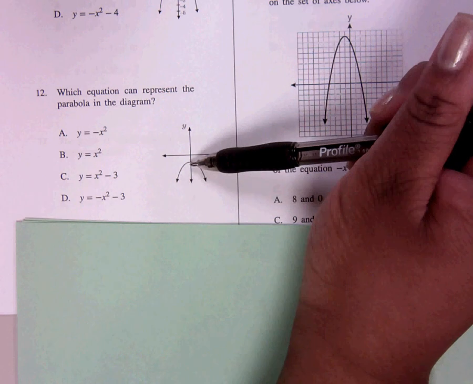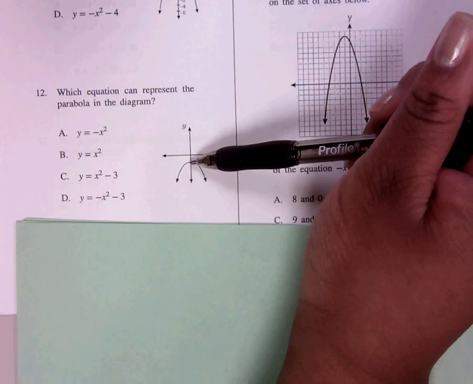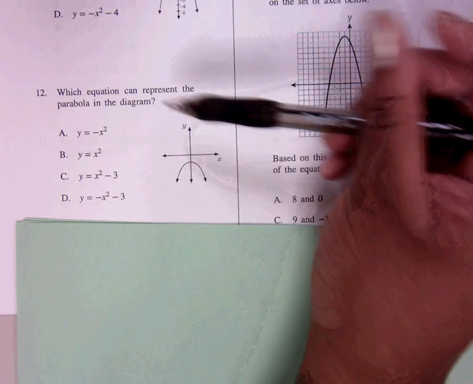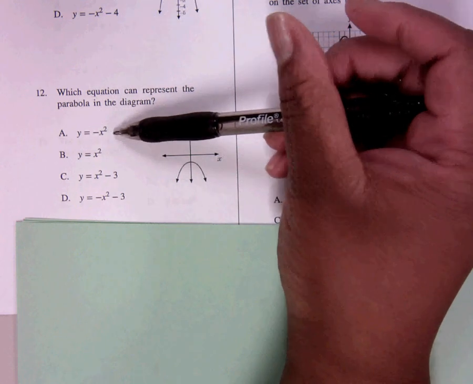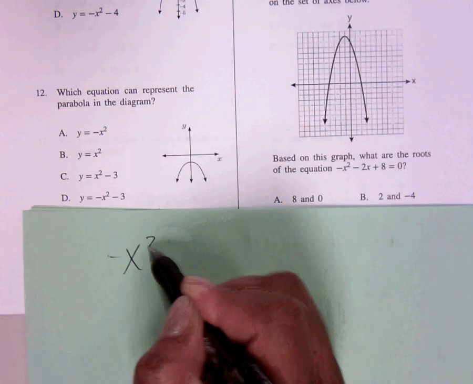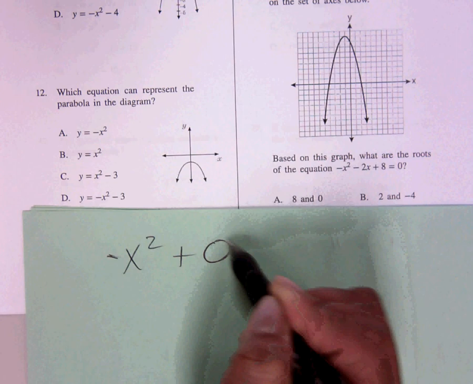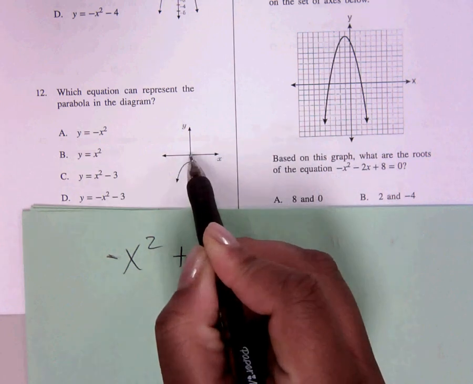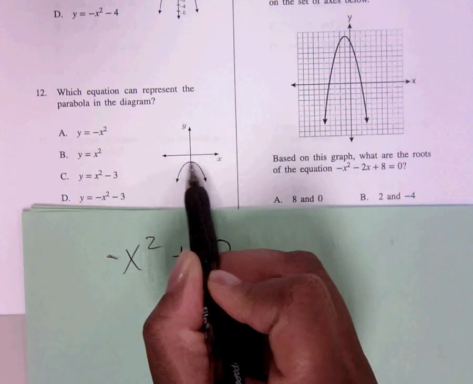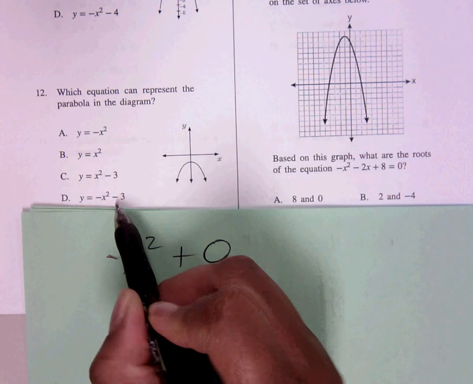Now, the y-intercept is where it crosses the y-axis. It crosses here. This one here doesn't have anything after x squared, so that means +0, which means it will go through the origin, but it doesn't go through the origin. It's below, meaning negative, so it'd have to be D.